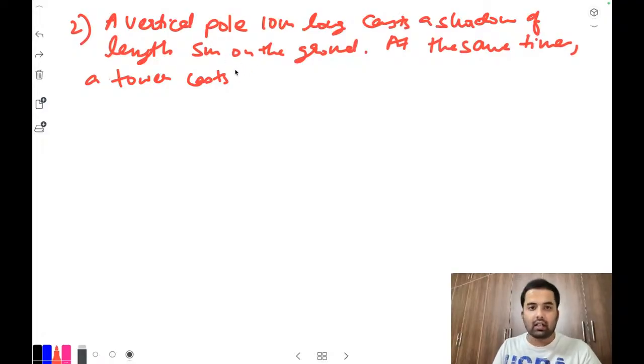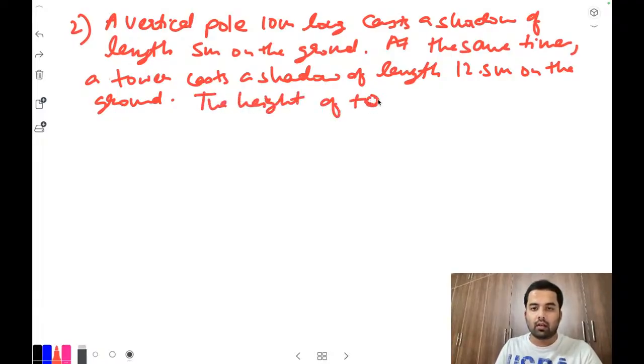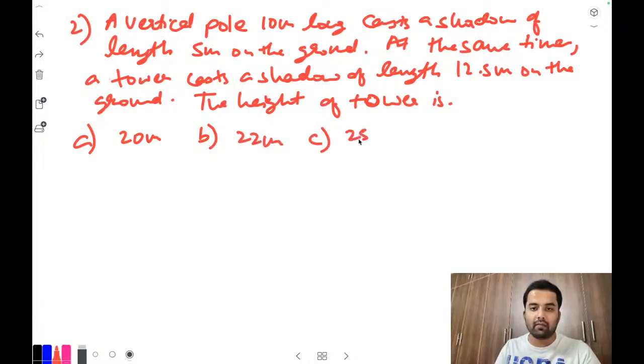Okay. Cast a shadow of length 12.5 meter on the ground. The height of the tower. Now check this. Let me give the options, then only we'll make a diagram. Option A is 20 meter, B option is 22 meter, C option is 25 meter, and the last one 24 meter.